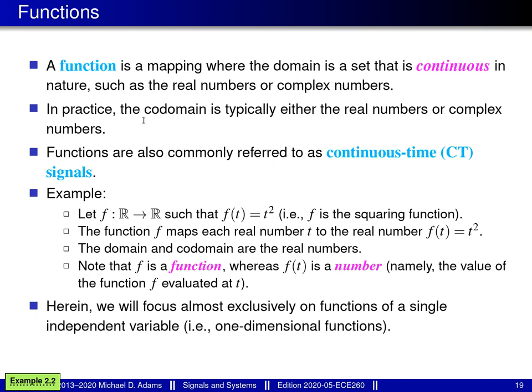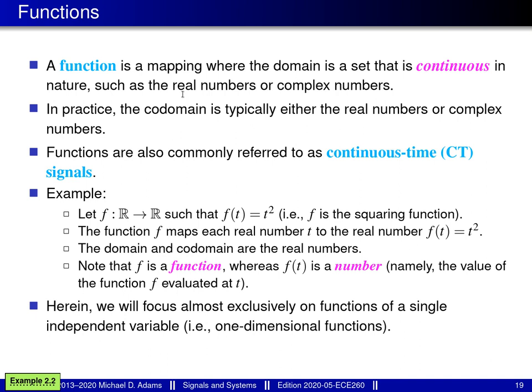So first of all, a function is a mapping where the domain is a set that's continuous in nature. So what I mean by this is a set where the elements vary over a continuum. An example would be something like the real numbers, where a real number can take on the value 0, for example. It can take on the value 1. But very importantly, it can take on values over a continuum between 0 and 1.